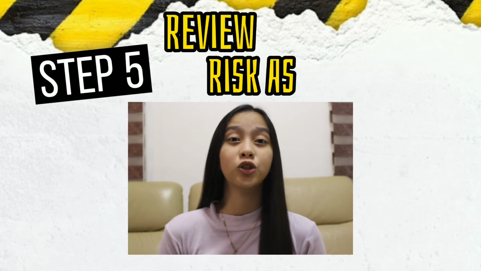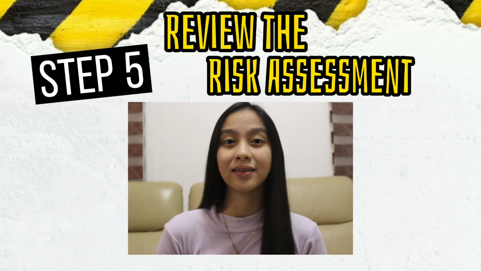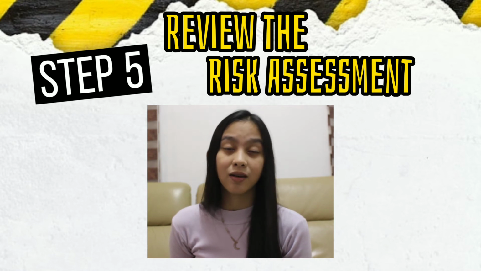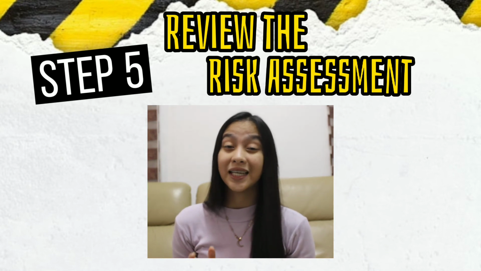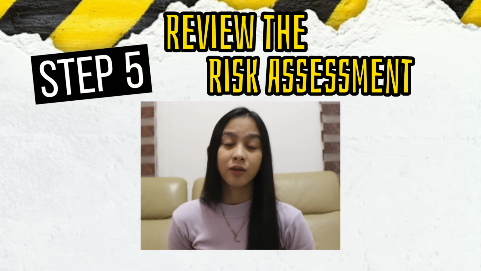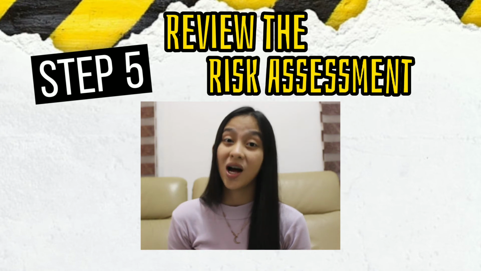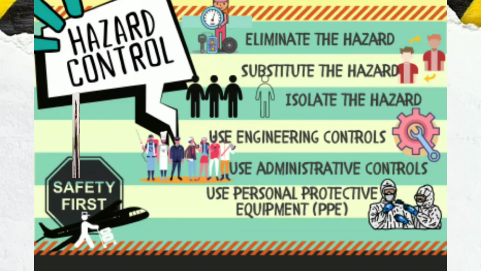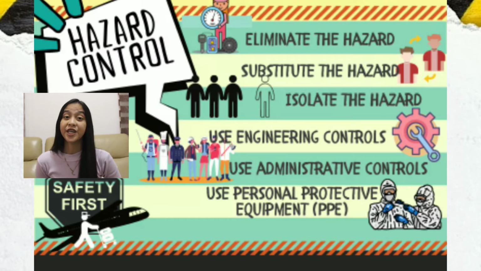Step 5 is to review the risk assessment. Regularly review your risk assessment. Few workplaces stay the same, but sooner or later, you will bring in new equipment, procedures, and substances that could lead to new hazards. So using the hierarchy of hazard control can help you to remove or reduce the risk in your workplace.